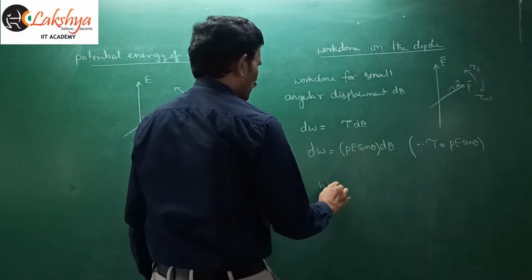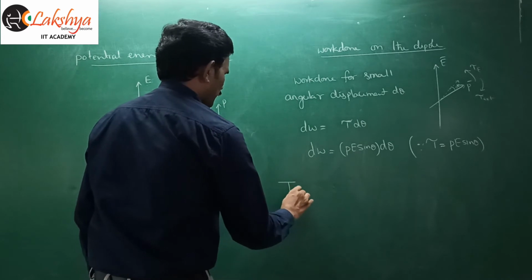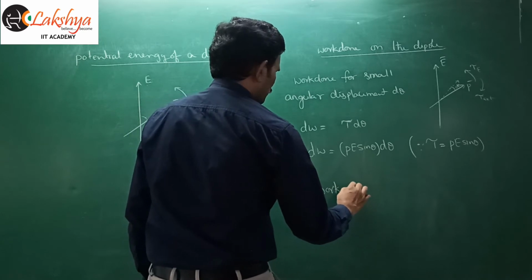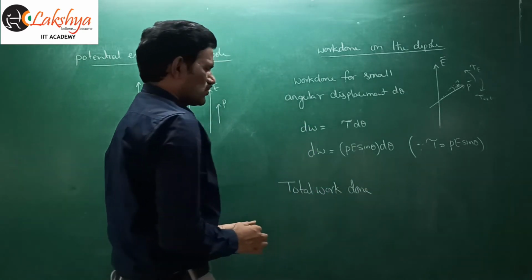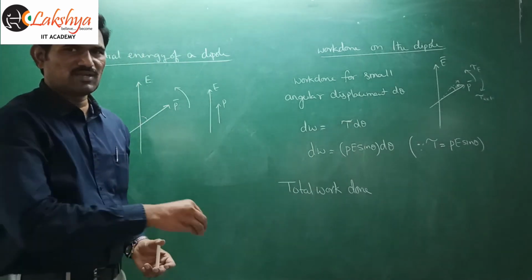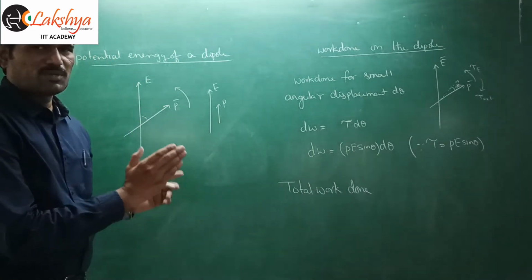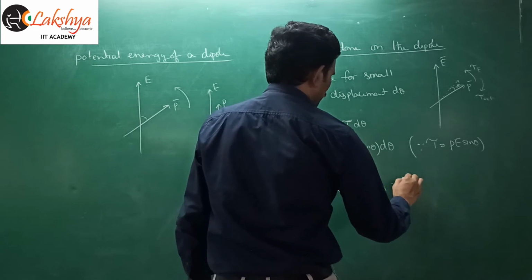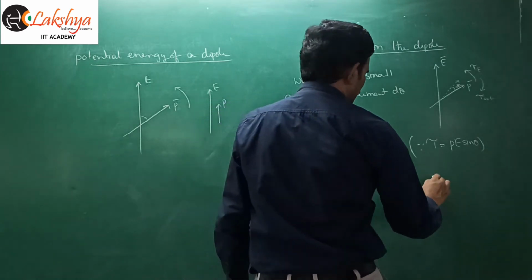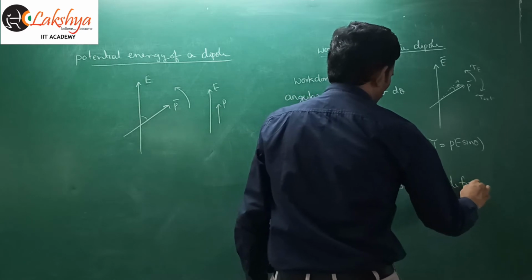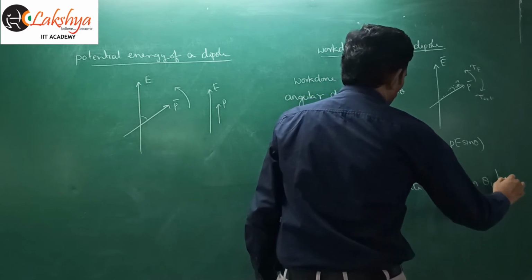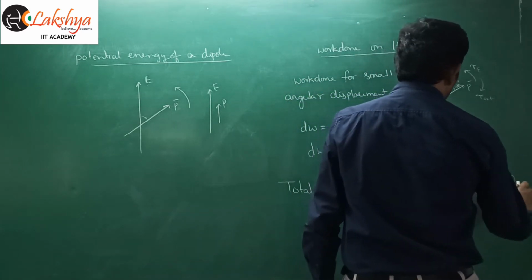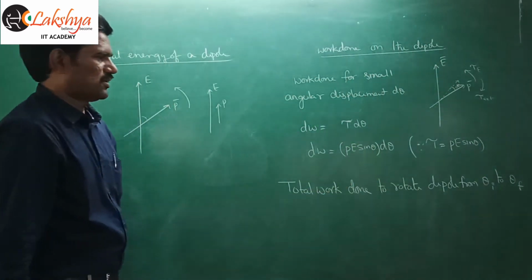To get the total work done, we need to integrate this. Now we are writing the total work done, in the sense of work done by the external agent only. If it is the field, they will ask for work done by the field. Here we are writing the work done by the external agent only. Total work done to rotate the dipole from theta 1 to theta 2, or you may consider it as the initial angle to the final angle, theta initial to theta final.